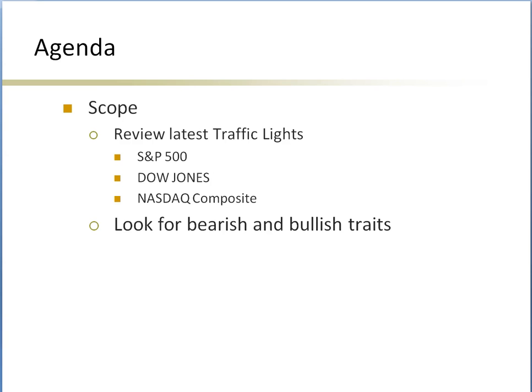Here's the agenda. The scope is to review the traffic light S&P 500, a long-term indicator, and the intermediate indicators, traffic light Dow Jones and traffic light NASDAQ Composite. We'll be looking for bearish and bullish trades.